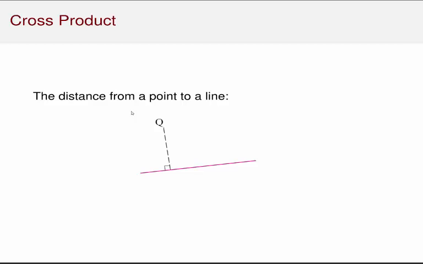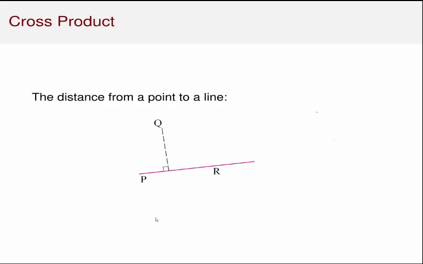We now turn to the question of finding the distance from a point to a line. By distance, we always mean the shortest distance. As you can see in the picture, the distance from the point Q to the given line is always the length of the line segment which is perpendicular to the given line, starting from Q and ending at the intersection point down here.